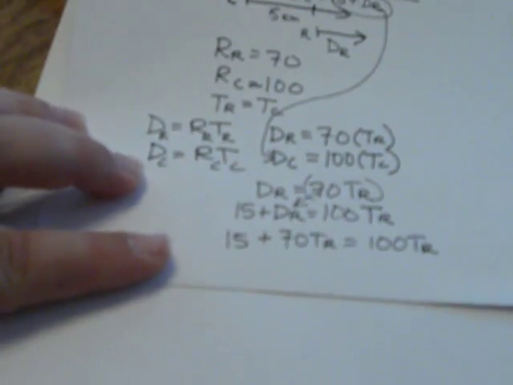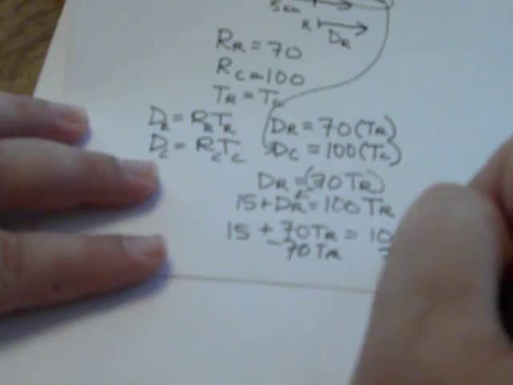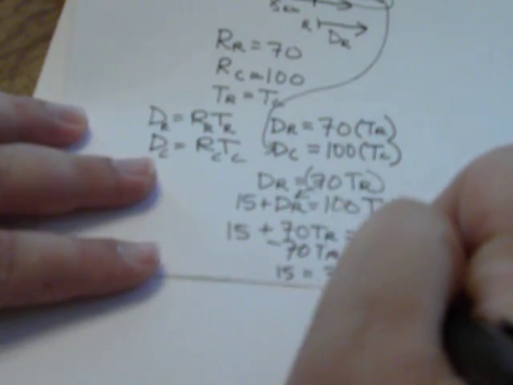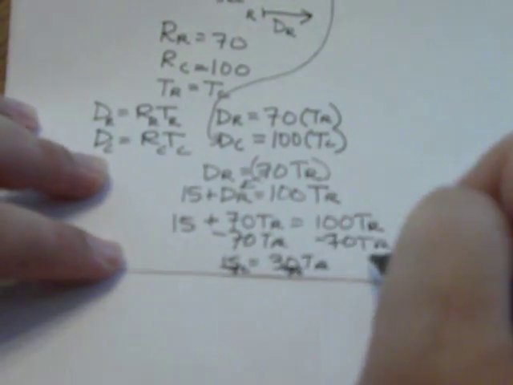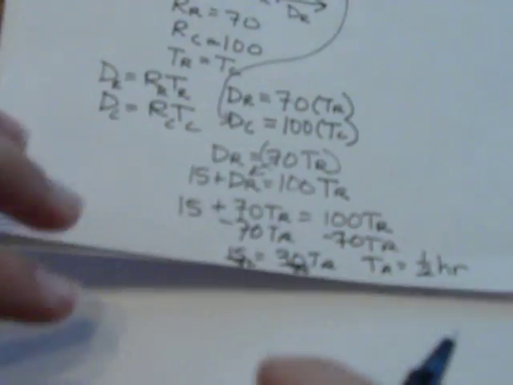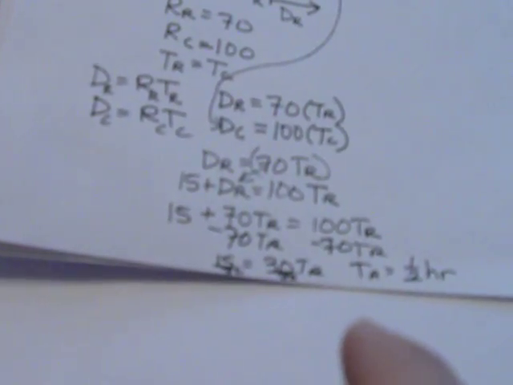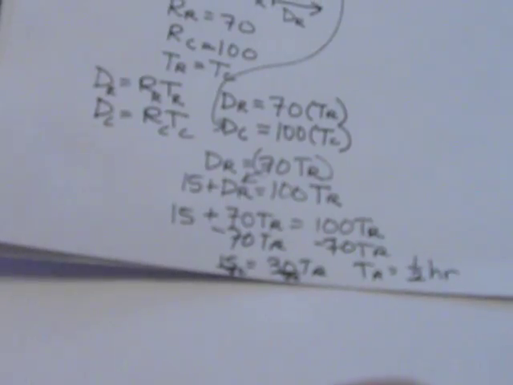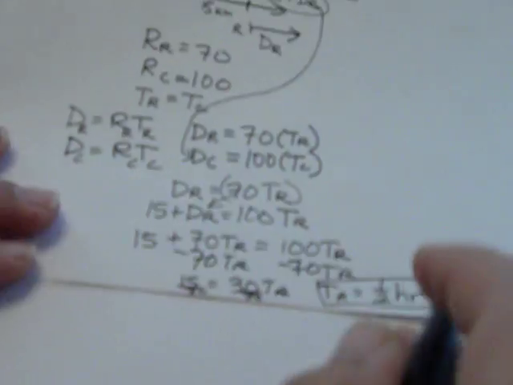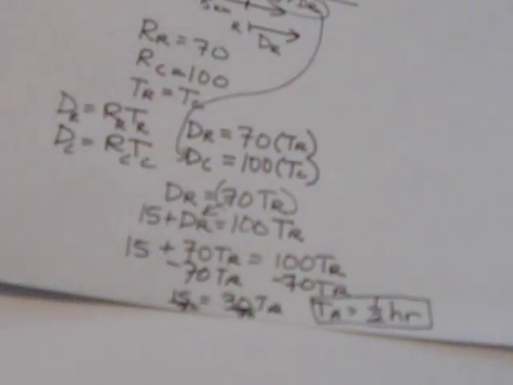From there, it's pretty easy to solve. Just subtract 70 T sub R. You get 15 equals 30 T sub R. Divide by 30 on both sides, and T sub R equals 1/2 hour. The question was asking how long it will take Charlene to catch Rachel, so we know it's going to take 1/2 hour. Okay.